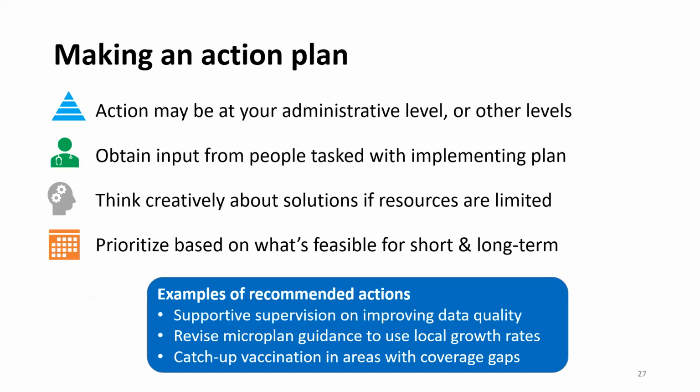So when thinking about making an action plan, the action may be at your administrative level or other levels. You want to obtain input from people that will be tasked with actually implementing that plan. And you want to think creatively about solutions, especially if resources are limited. And you want to prioritize based on what's feasible for short and long term. Here in the box, we just show you some examples of recommended actions, perhaps supportive supervision activities to improve data quality, revising microplan guidance to use local growth rates, catch-up vaccination in areas with coverage gaps.